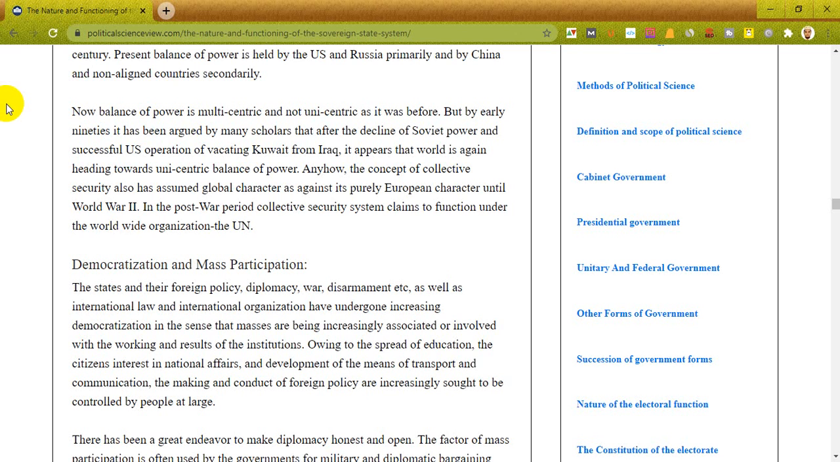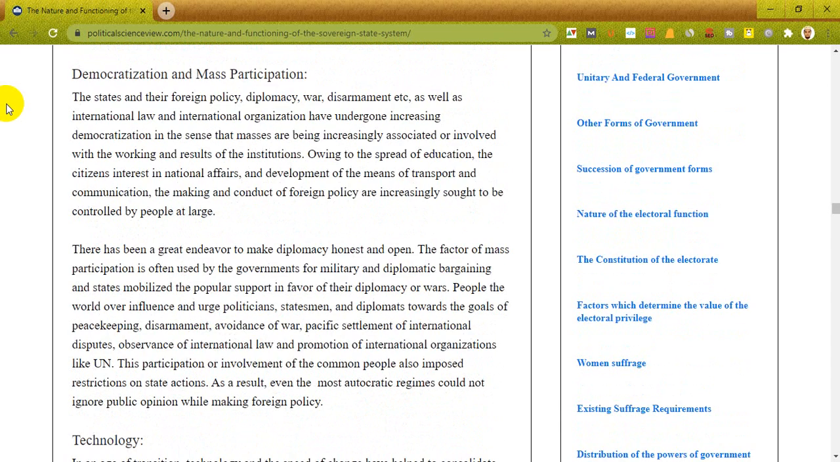Democratization and mass participation. The states and their foreign policy, diplomacy, war, disarmament, etc., as well as international law and international organization have undergone increasing democratization in the sense that masses are being increasingly associated or involved with the working and results of the institutions. Owing to the spread of education, the citizens' interest in national affairs, and the development of the means of transport and communication, the making and conduct of foreign policy are increasingly sought to be controlled by people at large. There has been a great endeavor to make diplomacy honest and open.